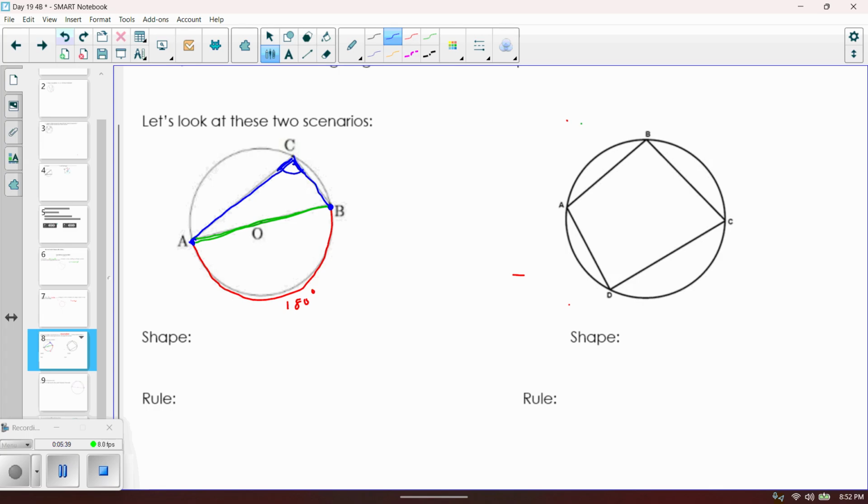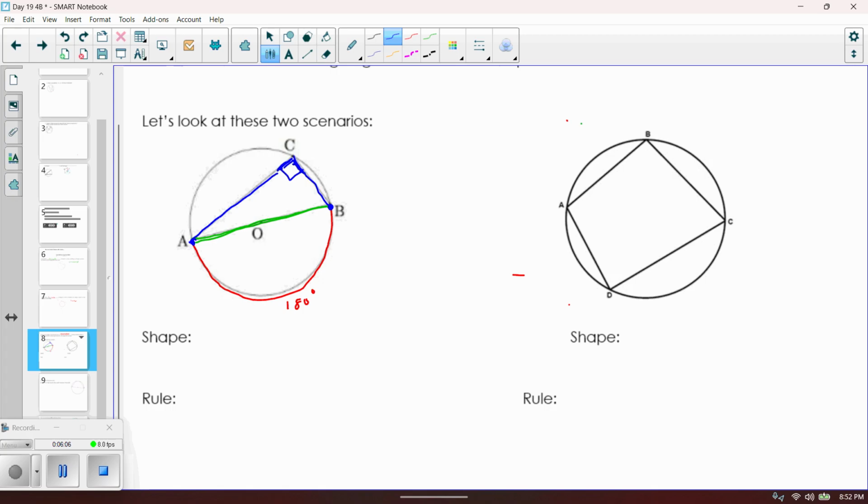The inscribed angle is going to be exactly half of the arc that it hits. Well, the arc that it hits is that red 180-degree arc, which means that the angle here at C, which is half of that, has to be 90. And we know a 90-degree angle is a right angle, and we use the little box to notate that.